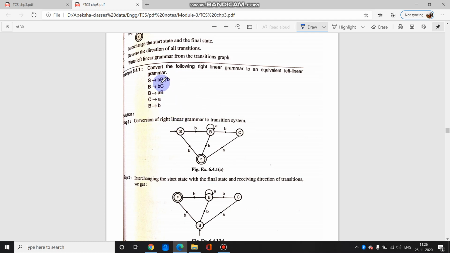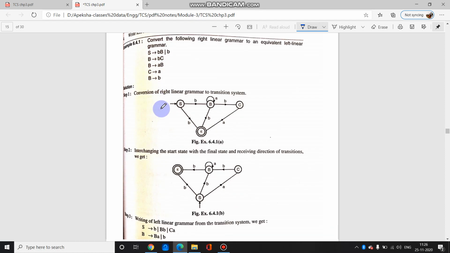So S gives BB, so BB, S also gives only B, so S से B epsilon जाएगा because it is the final state. B gives BC, so B gives BC and B on input AB, so B is also having AB to itself. C is giving A, B is giving B, so C is giving A and B is giving B. So ये सब final states पे जाएगा क्योंकि ये single productions है.